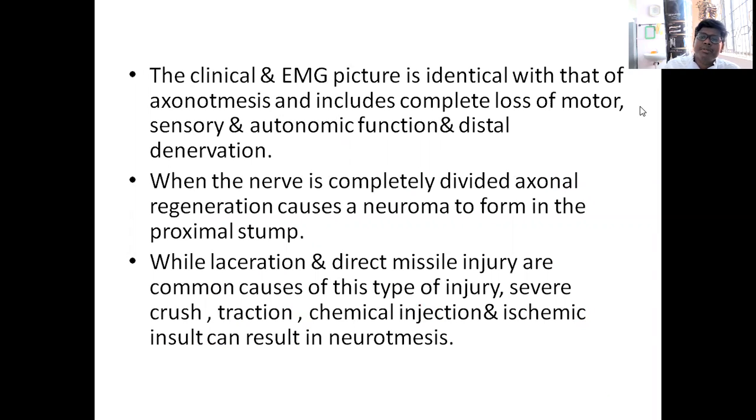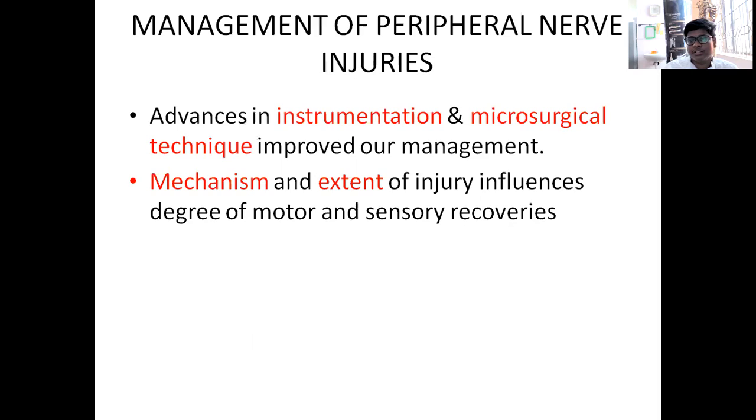The clinical and EMG picture is identical with that of axonotmesis and includes a complete loss of motor, sensory and autonomic function and distal degeneration. When the nerve is completely divided, axonal regeneration causes a neuroma to form at the proximal stump, while laceration and direct missile injury are common causes of this type, which can result in neurotmesis.